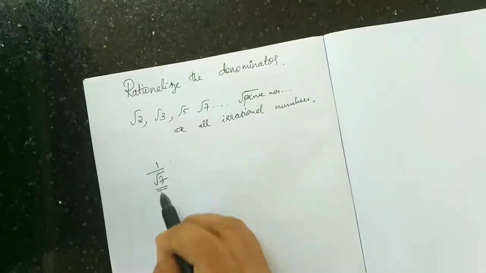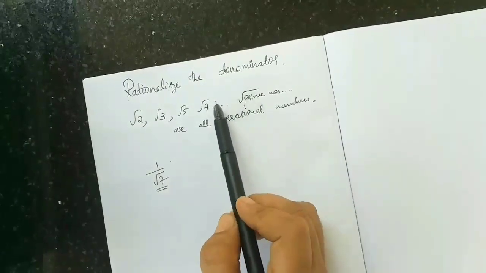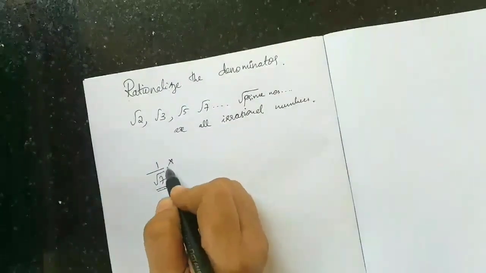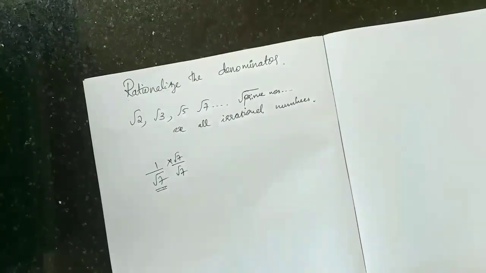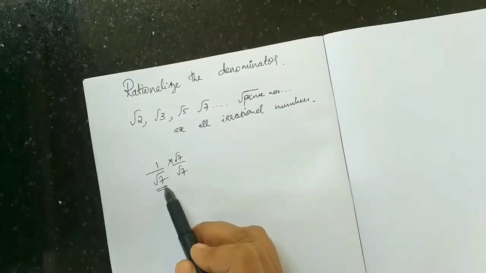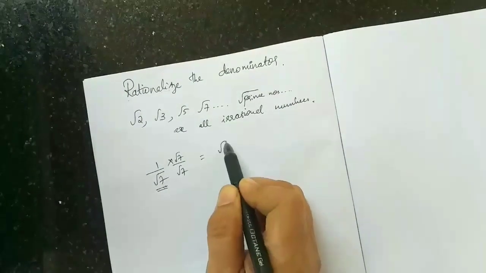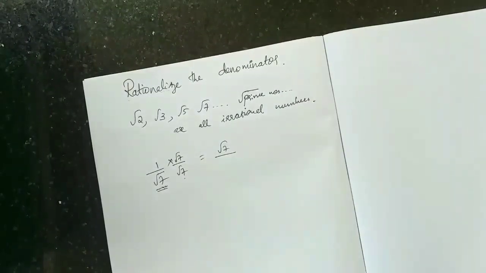Okay, the numerator is not our concern. As the question says, we are going to rationalize the denominator alone. So we multiply by the same irrational number in the numerator as well as the denominator. When you multiply both numerator and denominator by root 7, what you get is root 7 divided by, what is root 7 into root 7? It is root 7 the whole square.